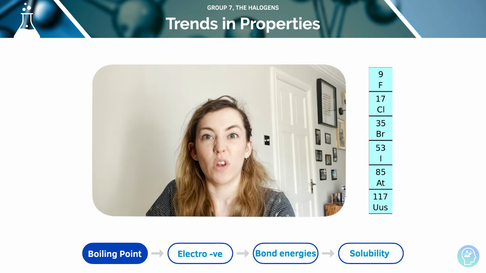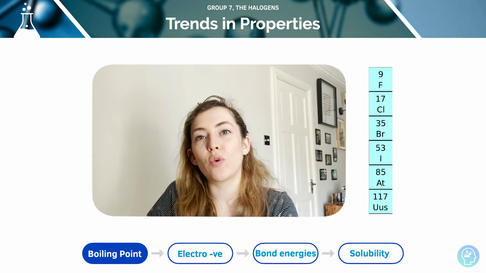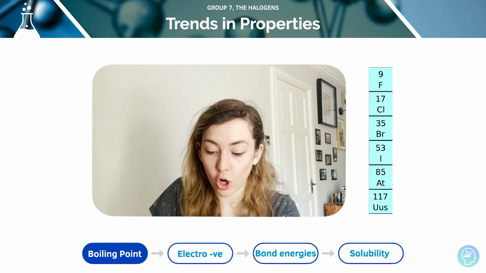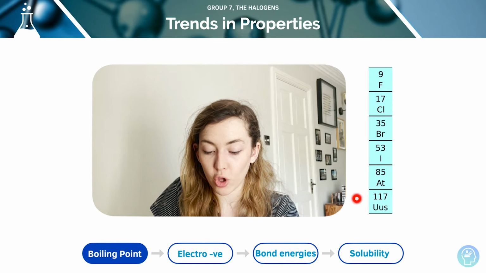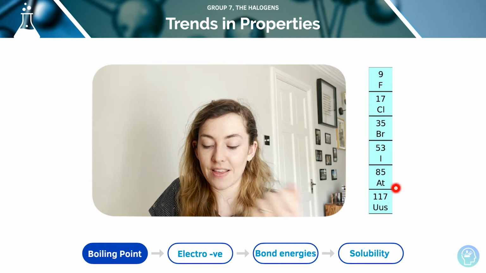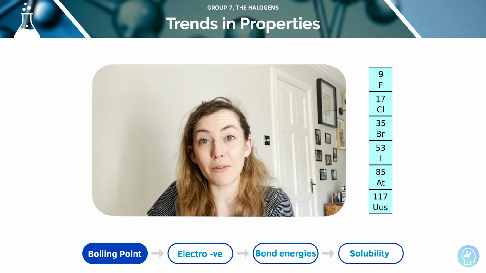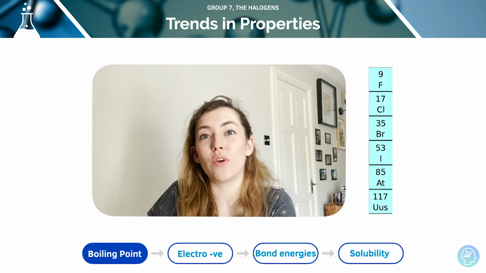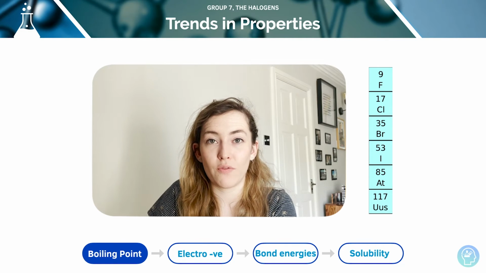So the increase in the boiling point as we move down is linked, as we said, to van der Waals or London forces, increasing in strength because we've got a large number of electrons in the diatomic molecules towards the bottom. And this also accounts for the increase in melting points and the decrease in volatility as we move down.